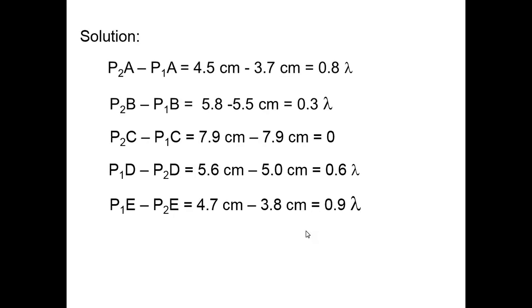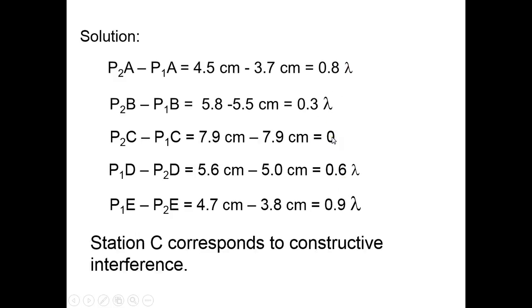After calculating, notice that only station C gives me a path difference that is n lambda. Okay, the rest do not. So only station C will give me constructive interference.